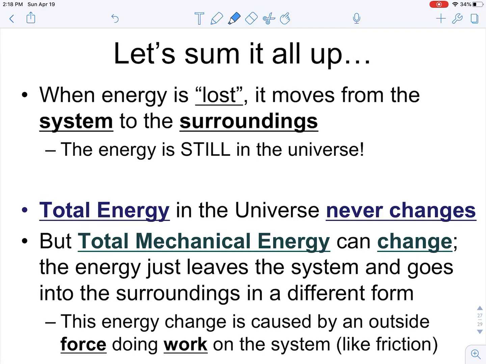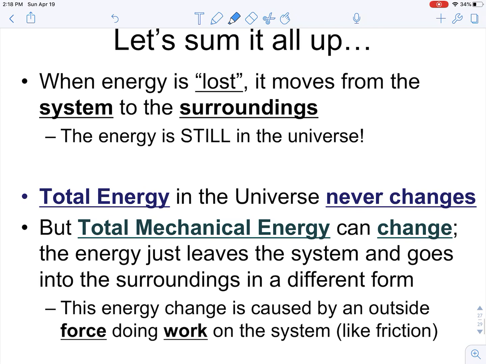So big ideas: when energy is lost, it moves from the system to the surroundings. It's still in the universe, just existing as something else. Total energy in the universe never changes. Even the sound energy goes to your ears, and if you're familiar with anatomy, it vibrates the little ear bones, so you can perceive that as sound, and it converts to something else.